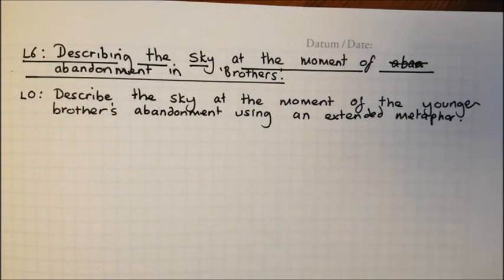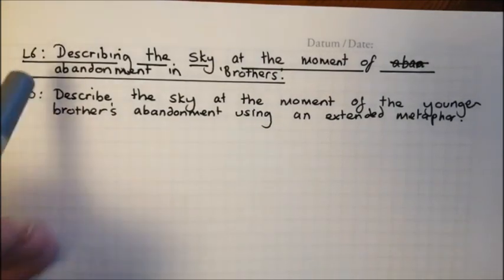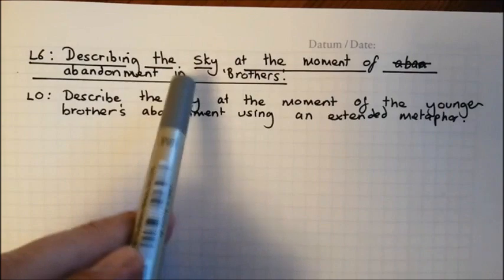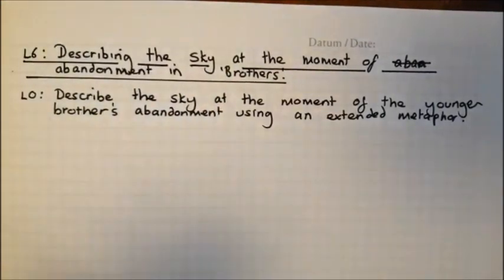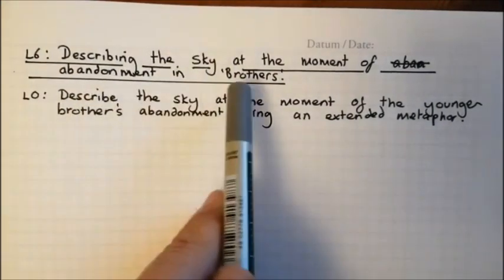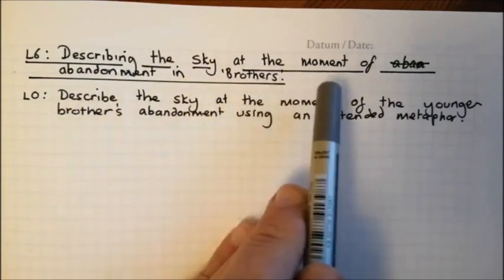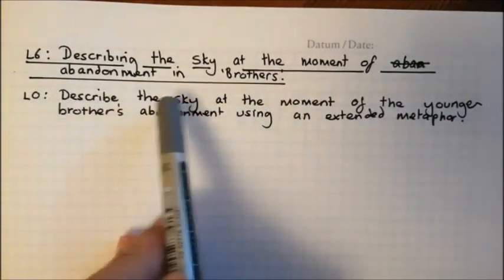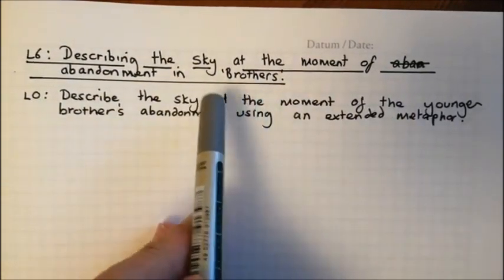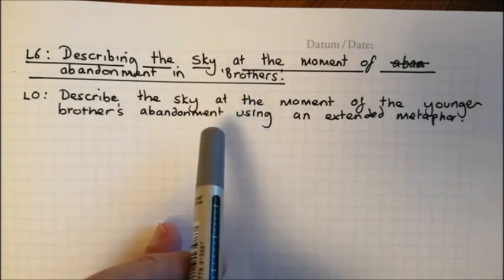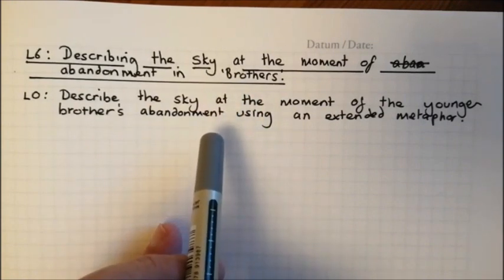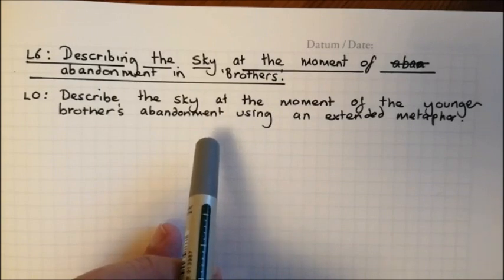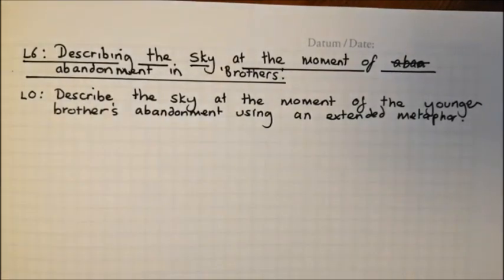So get your learning objective and your title down. Today we're going to be describing the sky. Same thing as last week, we're just going to be really refining our skills with it. We're going to be describing the sky at the moment of abandonment in Brothers. So stanza 3, where the younger brother realises that the older brother and Paul have left him behind and their relationship is forever changed.